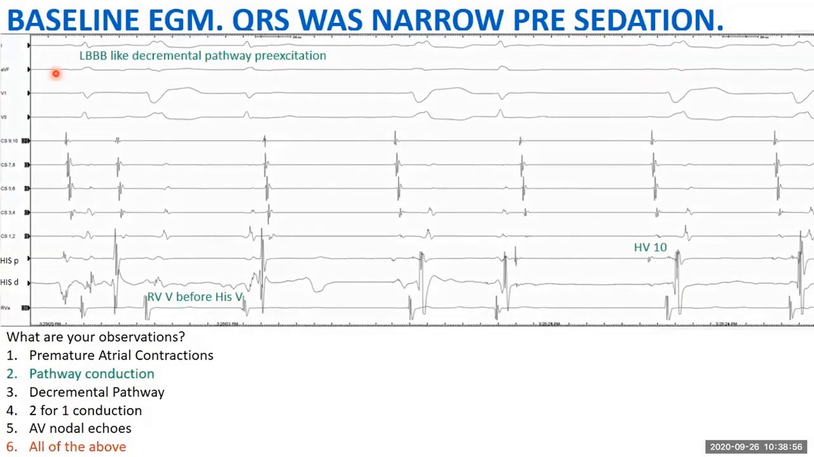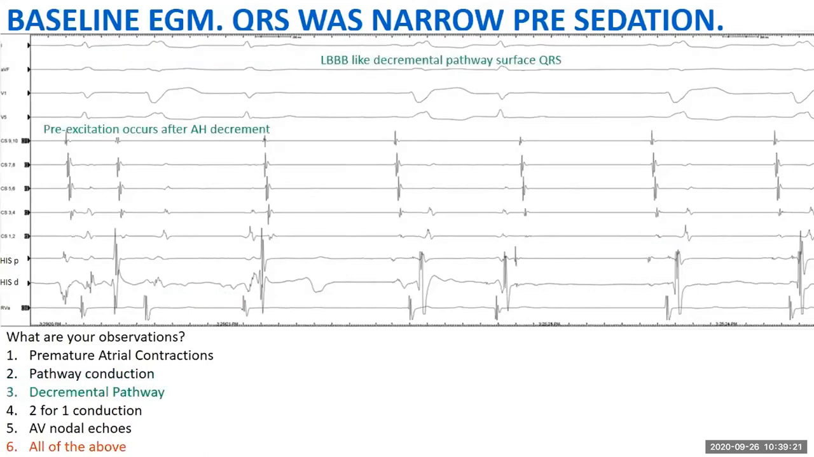Going back to the first QRS complex, as to why it's not pre-excited: the PAC is catheter induced at the His, and due to the proximity of the AV node to the His, conduction preferentially went down the normal His-Purkinje system instead of via the accessory pathway. But in addition to that, there is another reason for the narrow QRS, which is pathway decrement.